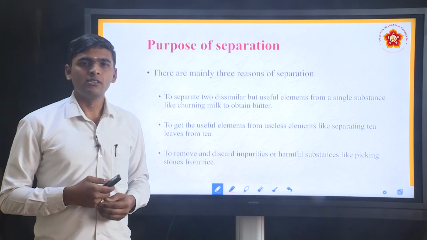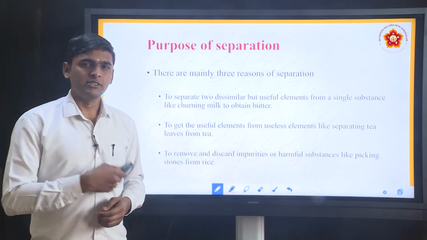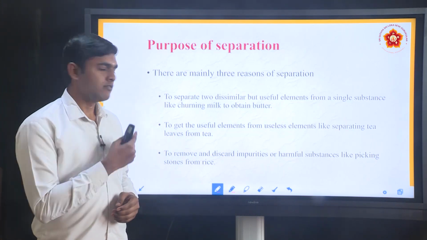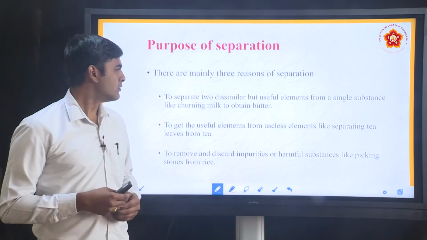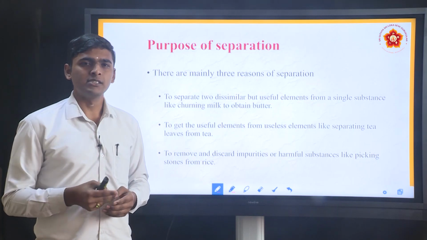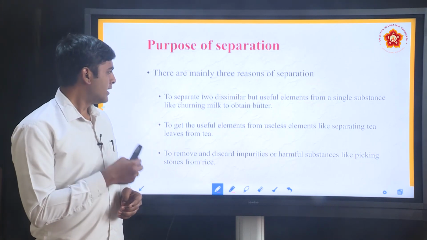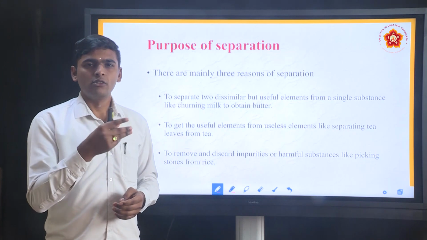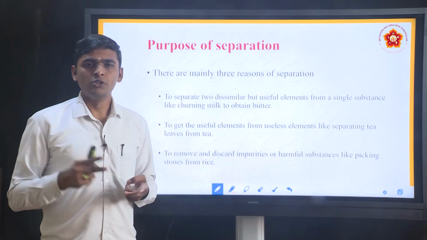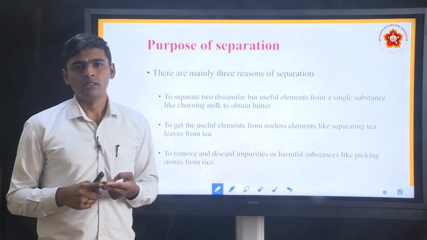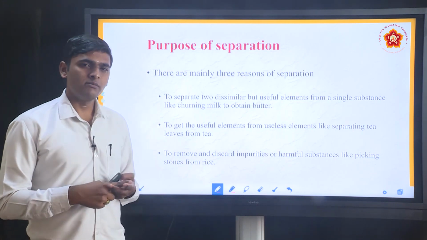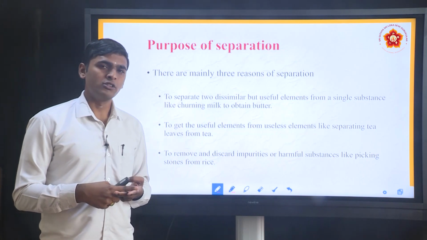Before that, we should know why we are going to separate these substances. Separation of substances is mainly categorized into 3 reasons. We will go through each one by example. First one, to separate 2 dissimilar but useful substances from a mixture. Example, churning milk to obtain butter and buttermilk. This has 2 useful components, that is butter and buttermilk. Both of them will be used for our purpose, and neither of them will be thrown away as a useless component.